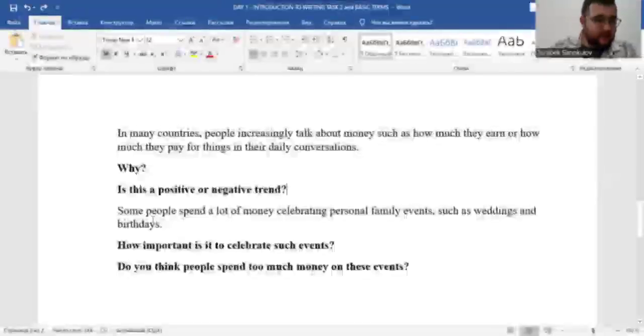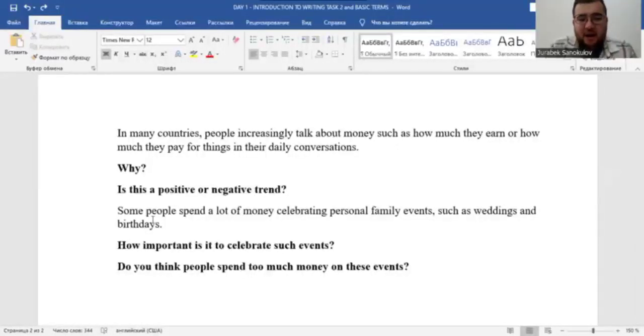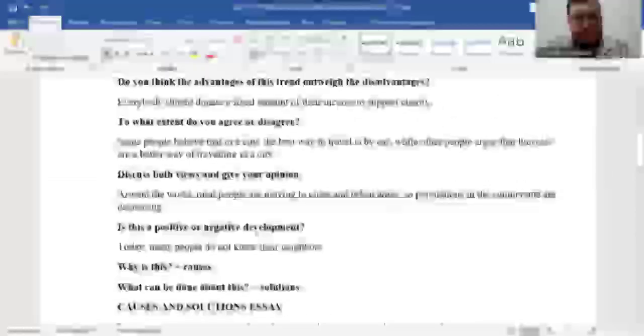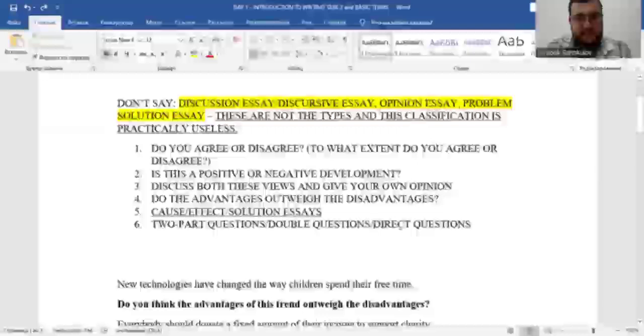Now, the next one. Some people spend a lot of money celebrating personal family events, such as weddings and birthdays. How important is it to celebrate such events? So it's asking a direct question, right? How important is it to celebrate such events? So do you think people spend too much money on these events? Again, two direct questions, yeah? So like I said here.